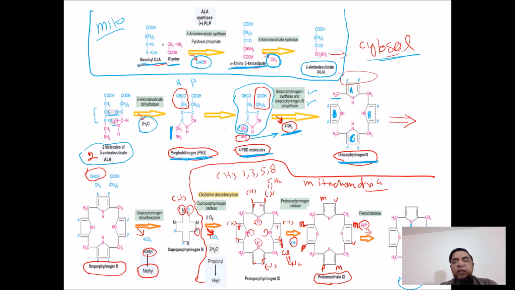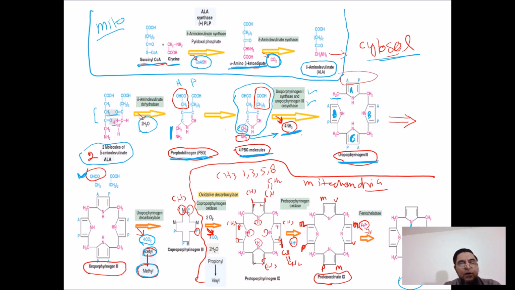Uroporphyrinogen III. You can see here that it has acetate and propionate, acetate and propionate, acetate and propionate, acetate and propionate. Now on this uroporphyrinogen III, decarboxylation takes place under the control of uroporphyrinogen decarboxylase. Four carbon dioxide molecules will be removed from the acetyl component. When you remove carbon dioxide from the acetyl component, the acetyl will convert into a methyl group, CH3 group.